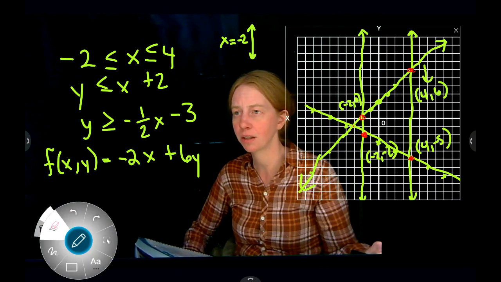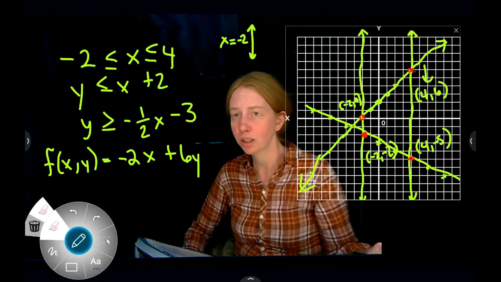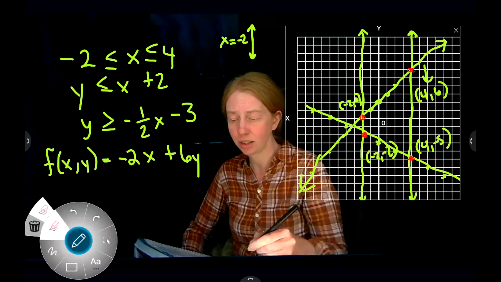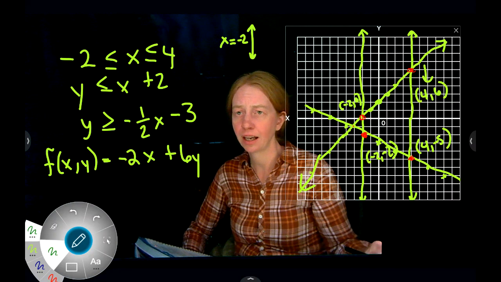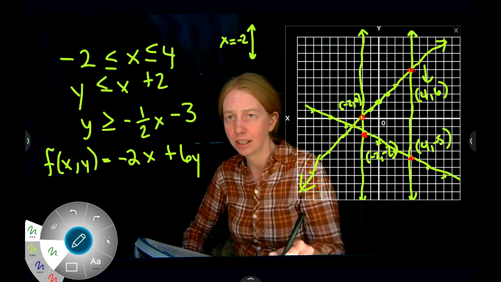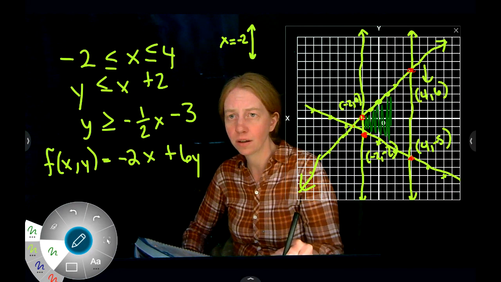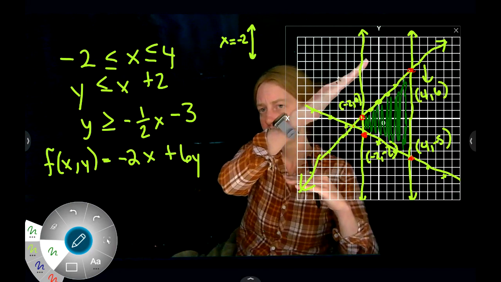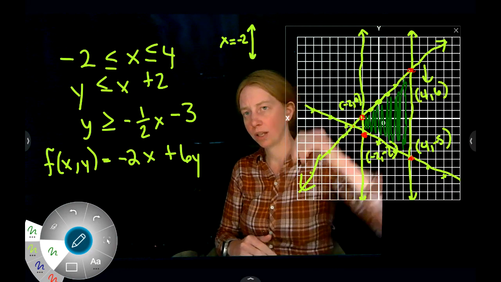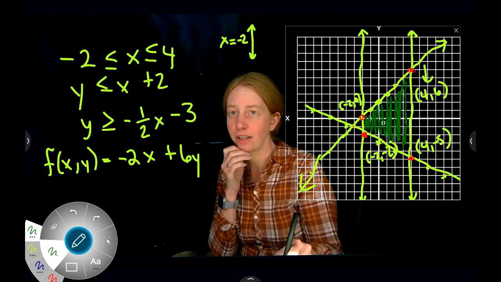So I'm going to erase some of this work. Actually, before I erase, let's go ahead and shade in the area that is our area of concern. It's between these two lines, right? So it's between the two sideways lines, and then it's less than this one, but greater than this one. So this is my area of interest.